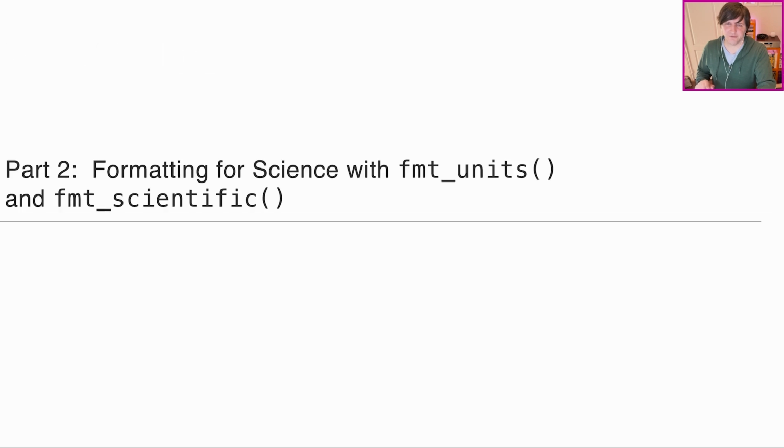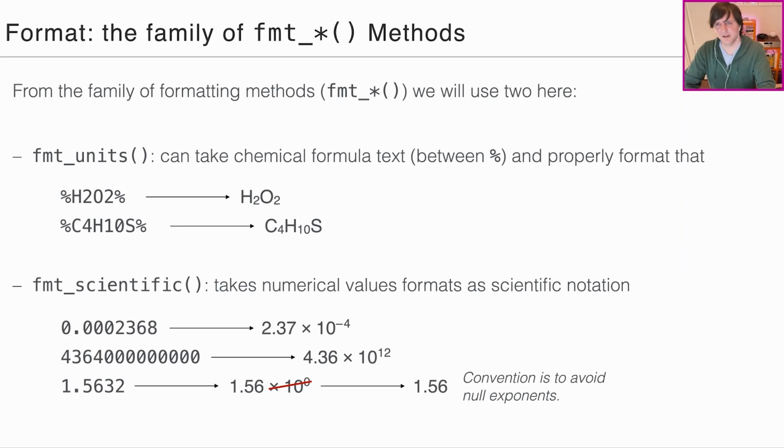But for now, we'll talk about formatting for science with the fmt_units and fmt_scientific methods. We have a huge collection of format methods, and they all begin with fmt_. We will use two of them here. fmt_units can take in chemical formula text between percent signs and properly format those. So for instance, this H2O2 will become H2O2 where the two values are subscripted.